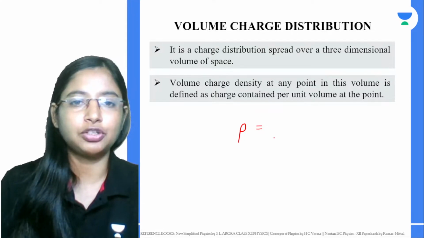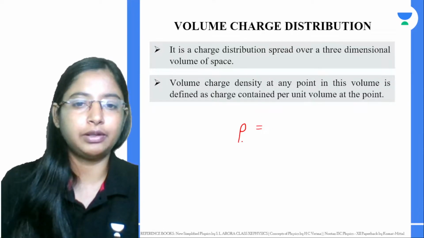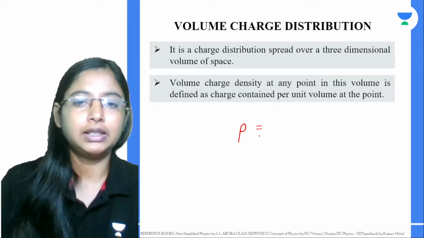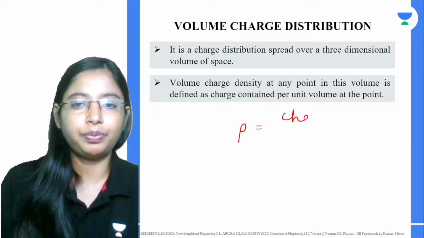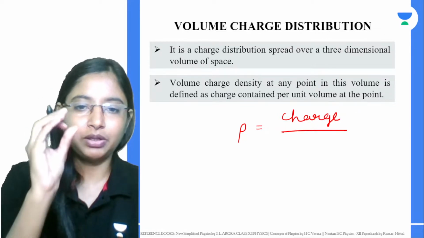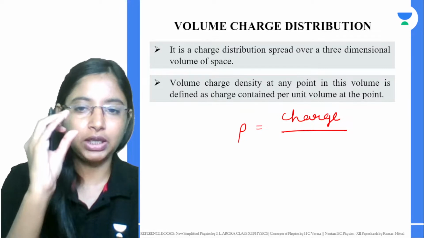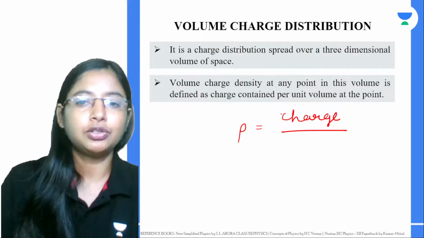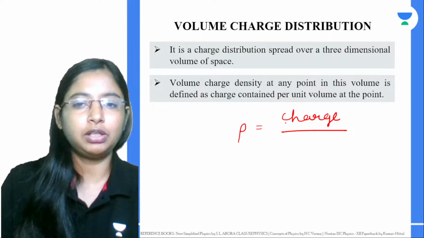What is the total charge in that particular sphere? That is basically given by charge per unit volume. How much charge is there? For the volume charge density of the entire sphere, you take a very small region and check how many charges there are in that particular region. Since this is three-dimensional, you get charge per unit volume.